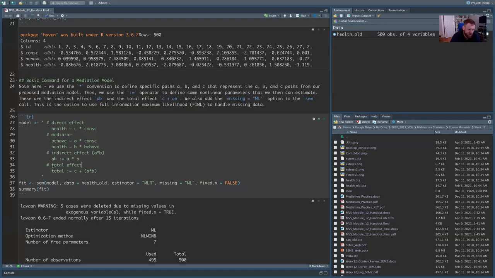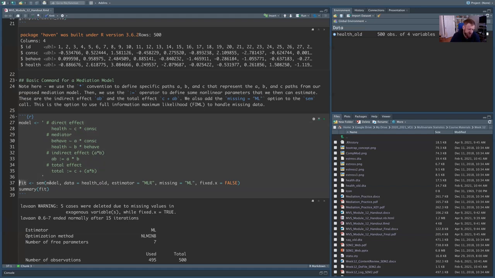And then we can define the total effect, and we just call this total, defined as the C path plus the product of the A and B paths. So that's the direct effect plus the indirect effect. Okay, so these last two sections define these nonlinear parameters that we can then interpret to see if things are significant. Okay, so then we can go ahead and fit this model. I just called it model, so that is going to be fed into lavaan as such. And then we fit it in the command.